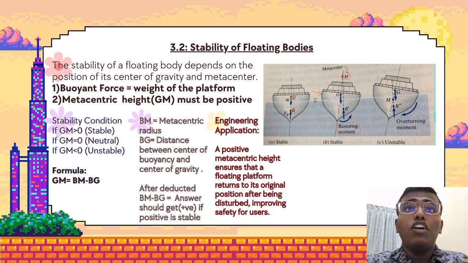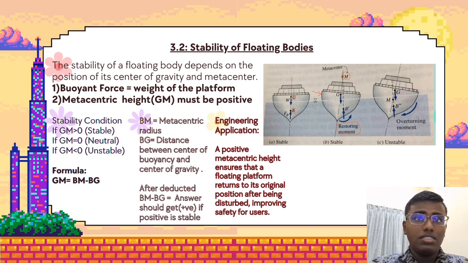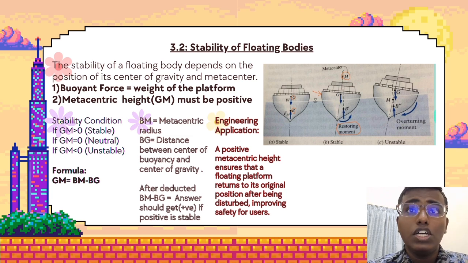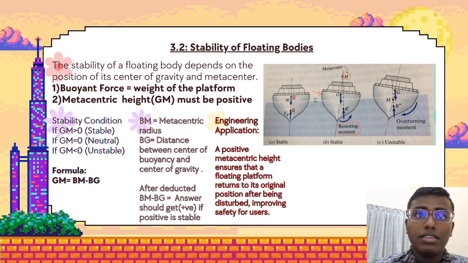Next part is stability of floating bodies. Why don't floating platforms easily tip over? The answer is stability in fluid mechanics. The stability of a floating body depends on the center of gravity and the metacenter.